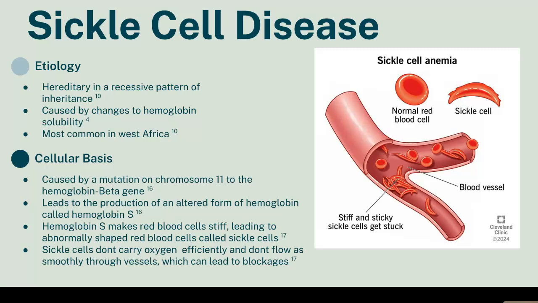Hemoglobin S, which is carried by red blood cells, can make the red blood cells stiffer, which leads to the classic sickle shape of red blood cells seen in sickle cell disease. These abnormally shaped red blood cells don't carry oxygen as efficiently and don't flow as smoothly through vessels, which can lead to blockages.